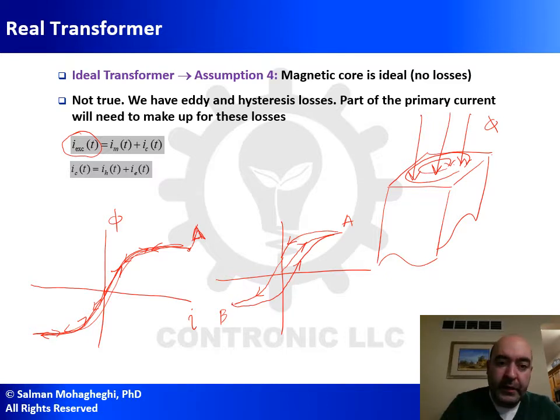Part of it is going to be IM, the magnetization current, which is used to magnetize that core. Another part, I refer to it as IC, the core loss current. This is the current that tries to overcome the magnetic losses in the core, and based on our discussion, consists of a portion that has to overcome hysteresis losses and a portion that has to overcome eddy losses.